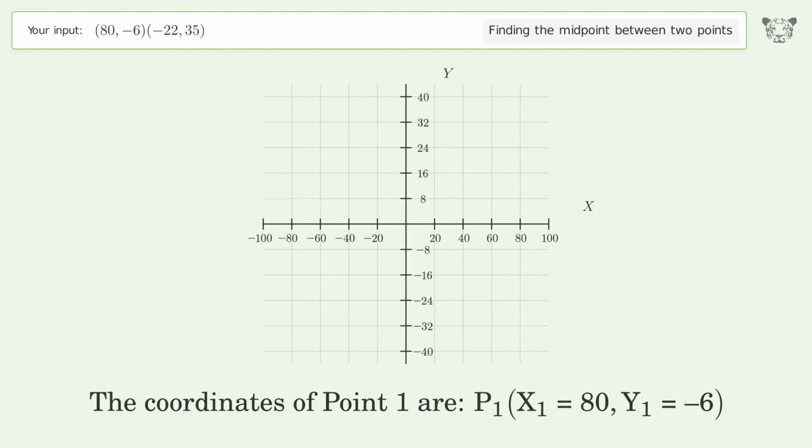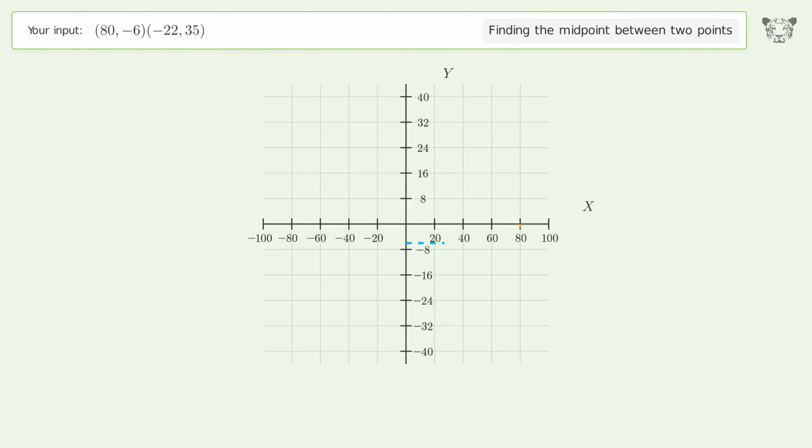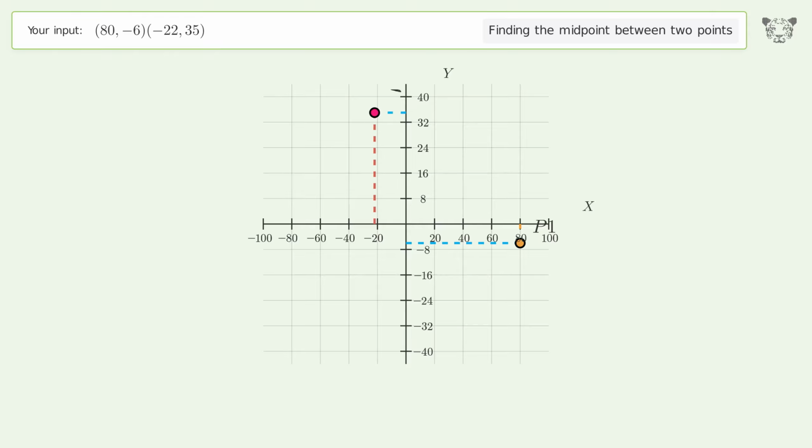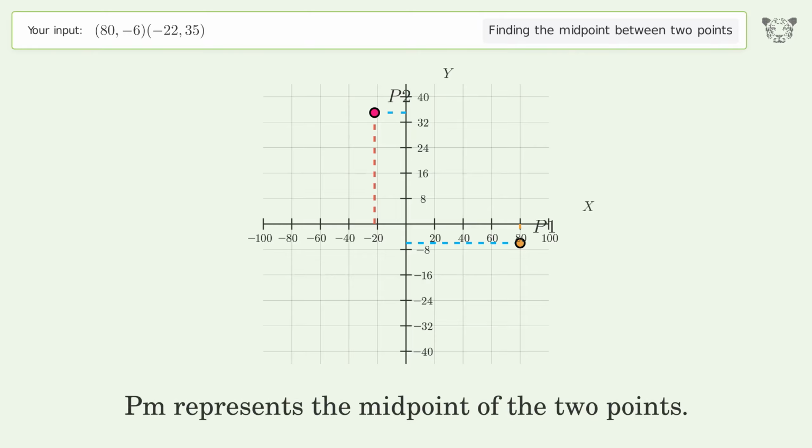The coordinates of point 1 are x1 equals 80, y1 equals -6. The coordinates of point 2 are x2 equals -22, y2 equals 35. PM represents the midpoint of the 2 points.